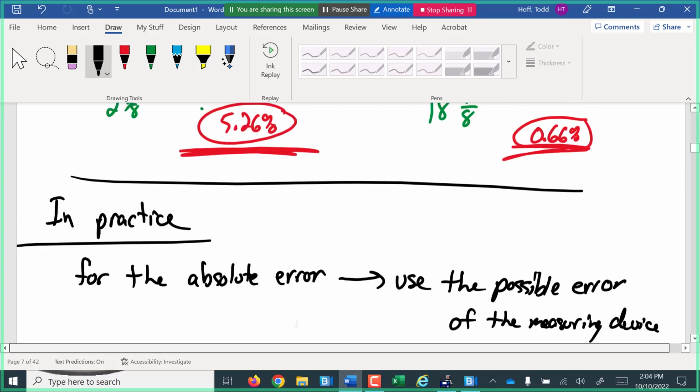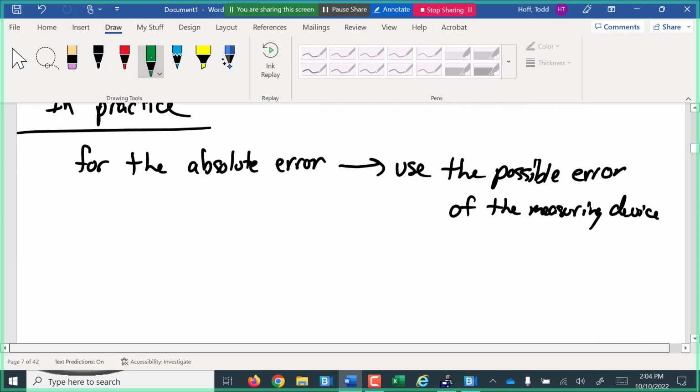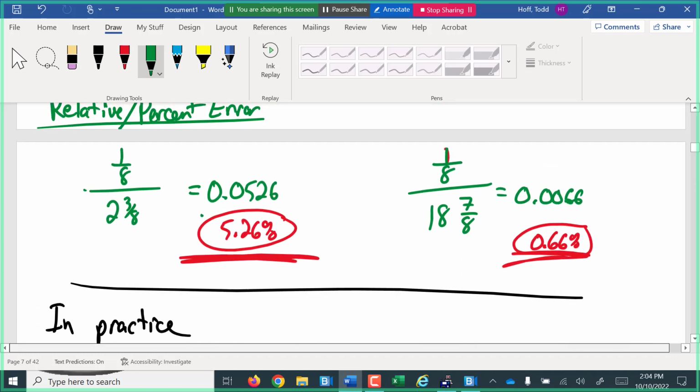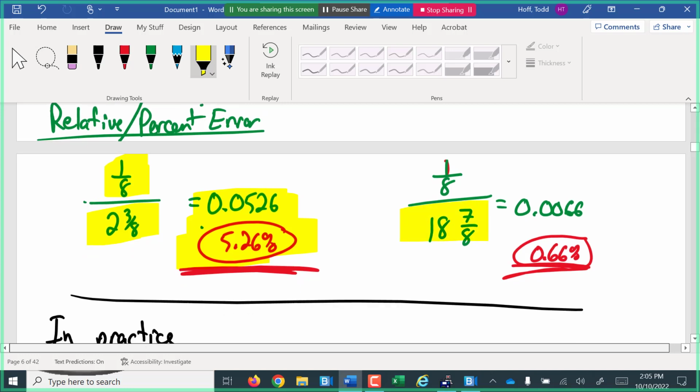So if we have a measuring device that's only capable of going to a 1/4 inch, so if the degree of precision, or the smallest division on the ruler, is a 1/4 inch, that would mean the error is 1/8 of an inch, or plus or minus 1/8 of an inch. Well, if what we're measuring is only 2 3/8 inches long, that's too big of an error. We need a more precise measuring device for that. If what we're measuring is 18 7/8 inches long, measuring it with a ruler that's only capable of going to the 1/4 inch is just fine. That's only 0.6%.